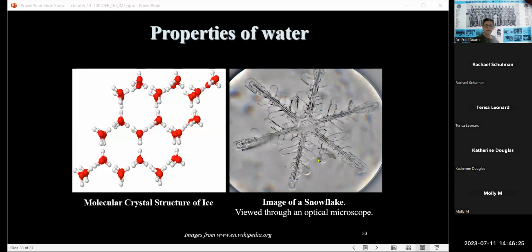Some crystal structures of water. To the left, the molecular crystal of ice. That six-member structure is very common in nature, extremely common.